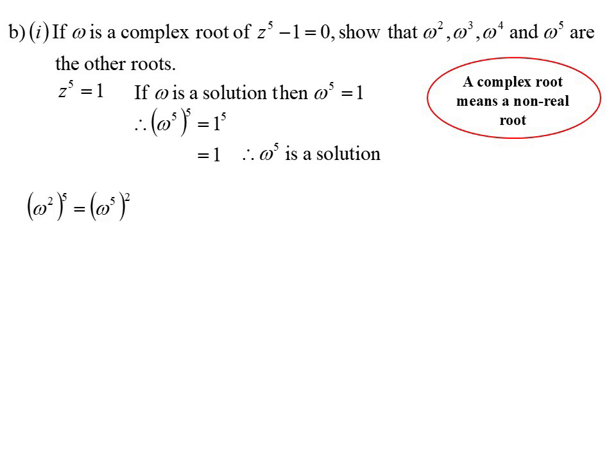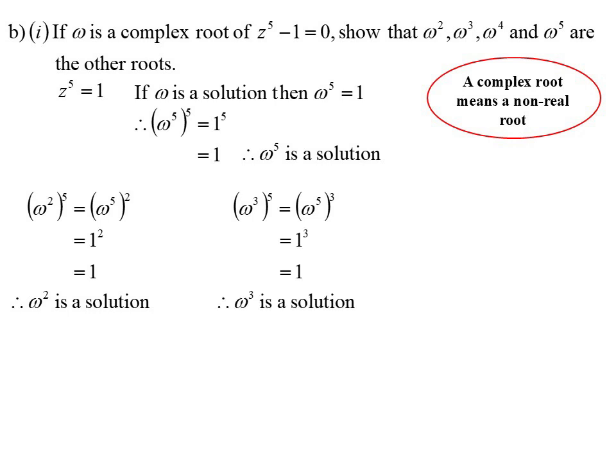I could do this. I could say, well, omega squared to the power of 5 is the same as omega to the power of 5 squared. And omega to the power of 5 we know is 1. 1 squared is 1. Oh look, omega squared is a solution. I could then go, well, omega cubed to the power of 5 is the same as omega to the power of 5 cubed. And omega to the power of 5 is 1. 1 cubed is 1. Omega cubed is a solution. No surprises for guessing what I now do. I could do the same with omega to the power of 4 and show that that is also a solution. That's a long way around it.